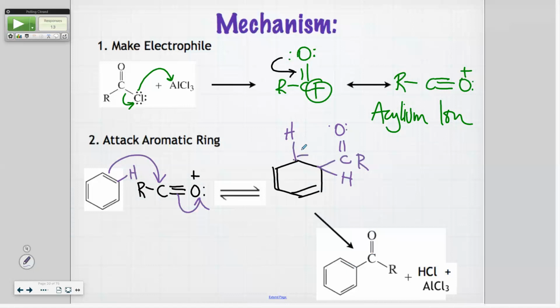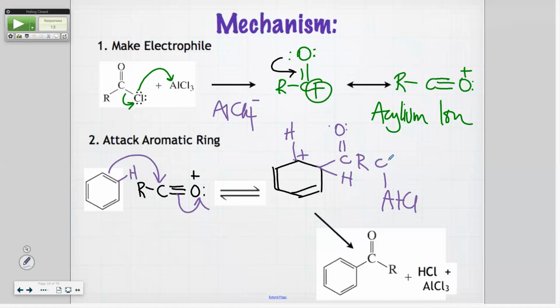Don't forget your charges. I have some of you who like to not put any charges on it. I'm trying to get you to put your charges in. They matter. Charges matter. Now what happened up here when we did this thing? What did we make? AlCl4-.